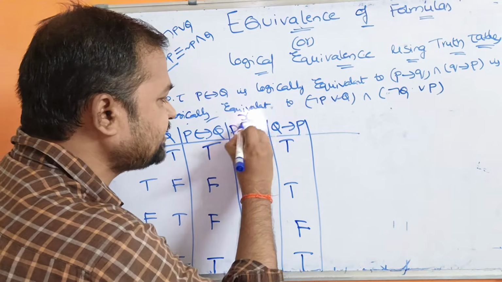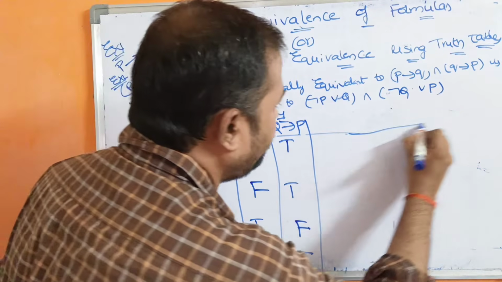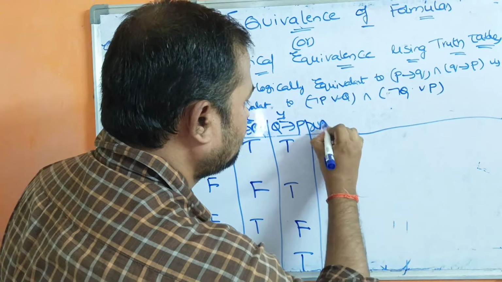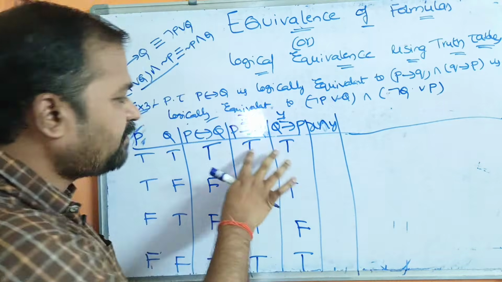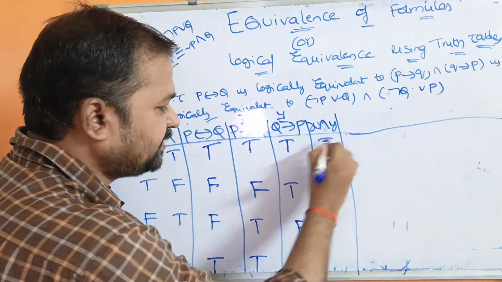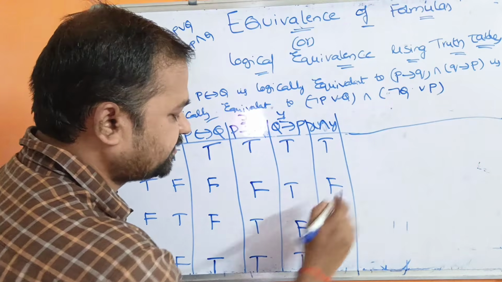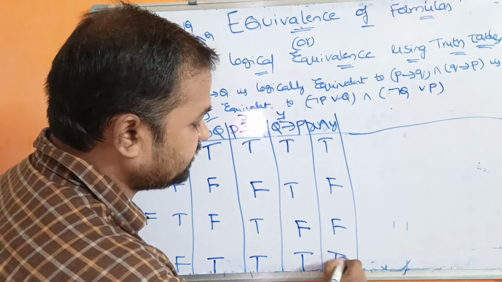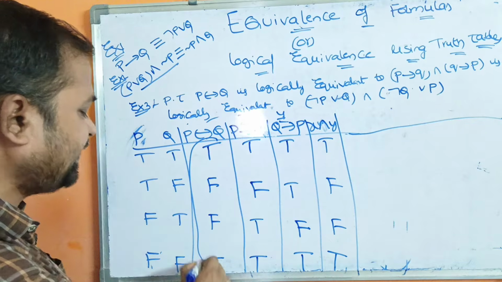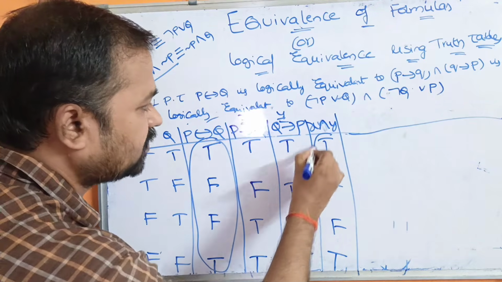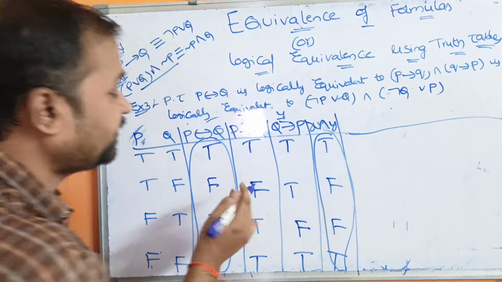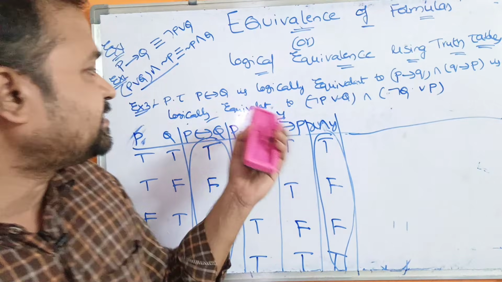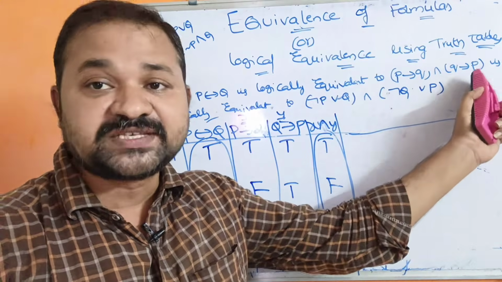Next we have to perform the AND operation. Let us assume that this is X and this is Y. So we perform X and Y. True true means true, false true means false, true false means false, true true means true. If we observe the P biconditional Q column and the P implies Q and Q implies P column, the result is true false false true in both. So we can say that these two propositions are logically equivalent.